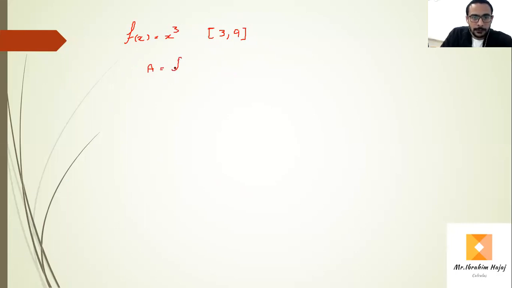So let's just take one more example here. Let's take one more example for how to approximate or estimate the area when the function f of x is equal to x cubed on the interval, let's say from 3 to 9. We can do it first, guys, by using the definite integral, which is the area A equals the integral from what to what? From 3 to 9.